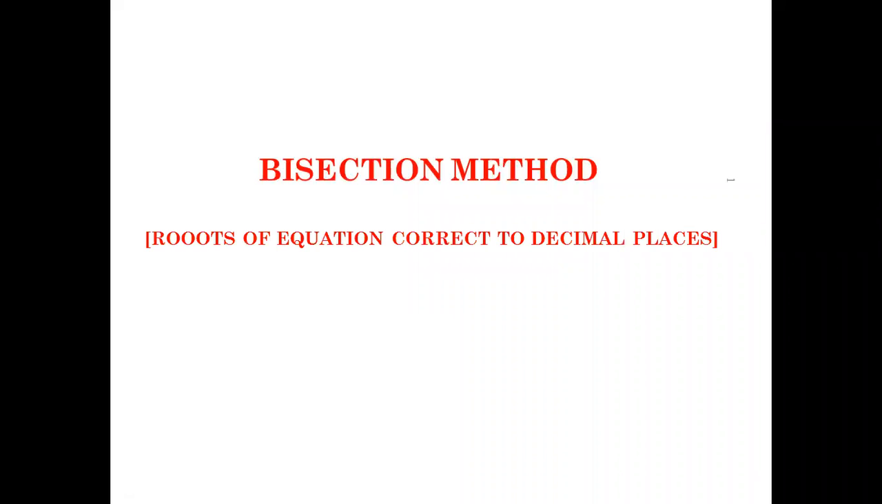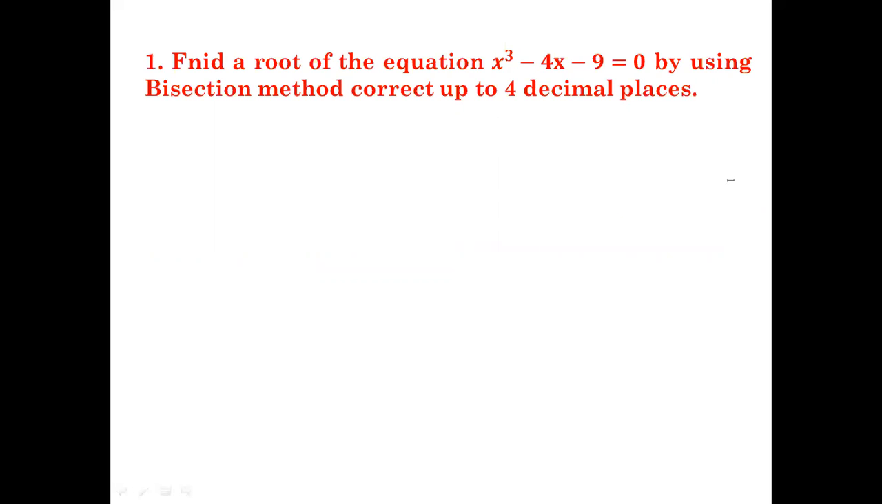In the bisection method, we are finding the roots of the equation correct to a given number of decimal places. The decimal places means, after 1.12, that is, after the point. If you take 2 digits, that is 2 decimal places. If you take 3 digits after the point, that is 3 decimal places. That type of problems we can solve in this method and in this session.